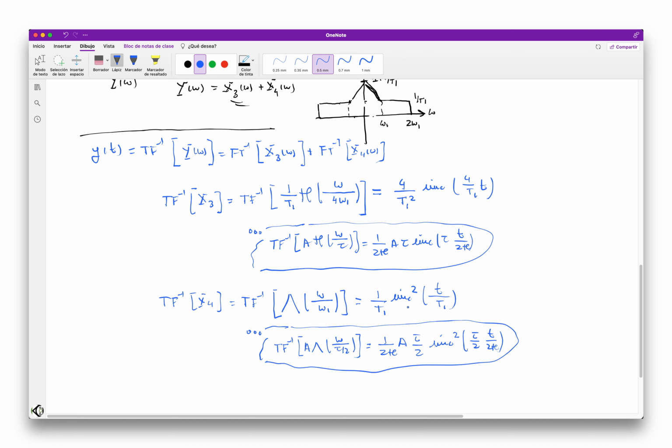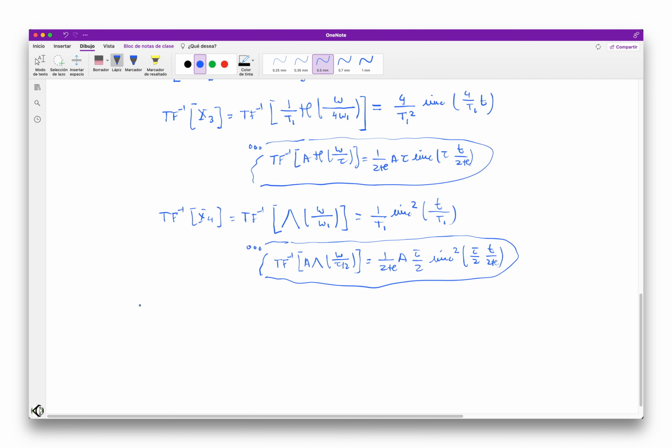We have x4. So finally, y of t will be x3 plus x4, so 4 divided by t1 squared sinc of 4 divided by t1 t, plus 1 divided by t1 sinc squared of t divided by t1.